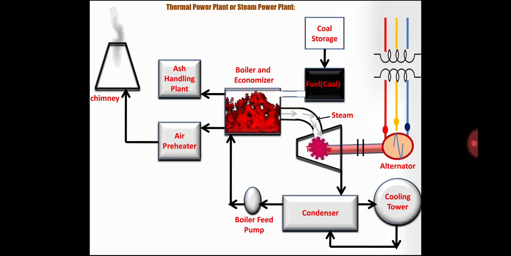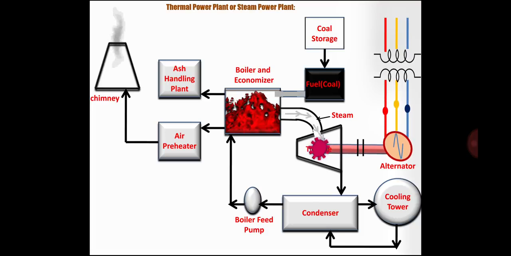Now in the coal handling plant, the coal is converted into pulverized coal. It is crushed into small powder so that the rate of combustion can increase. Then that pulverized coal, or coal powder, is sent to the boiler. The boiler is a very important unit of the thermal power plant. In the boiler, coal combustion takes place, heat gets generated, and that heat is used to raise the temperature of water, which is converted into steam. So the boiler is the heart of the thermal power plant.